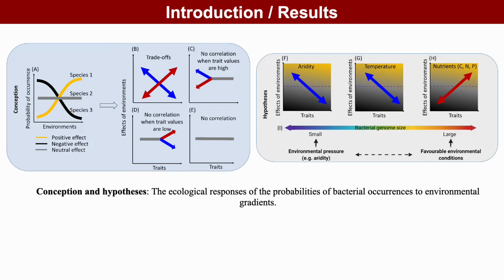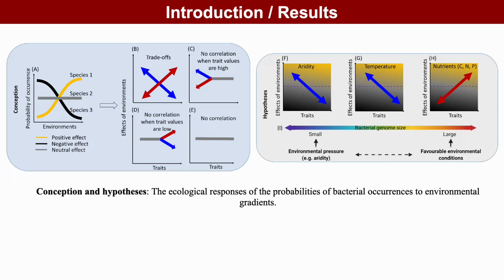In theory, both a trade-off and a unidirectional pattern can exist in scale-up or global-scale environmental investigations. Such environmental effects on microbial species occurrences can be either positive, negative, or neutral, and the magnitude of the effect differs among bacterial species. In this study, we propose 4 types of relationships between environmental effects and bacterial genome size. We proposed trade-off, unidirectional effects, and no correlations.